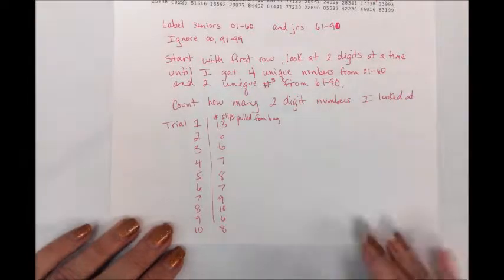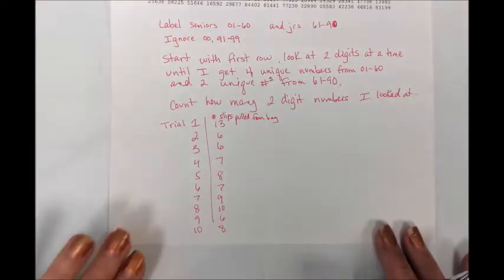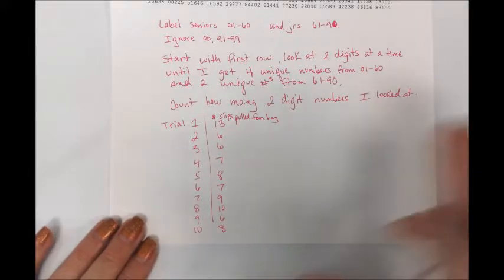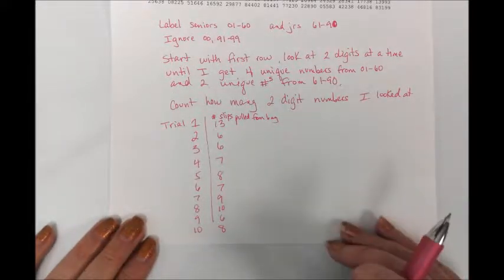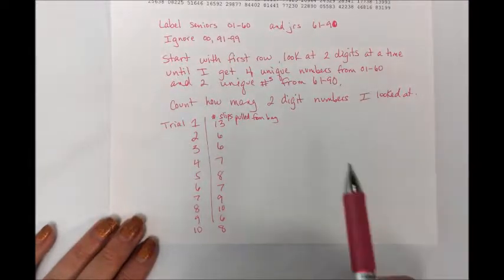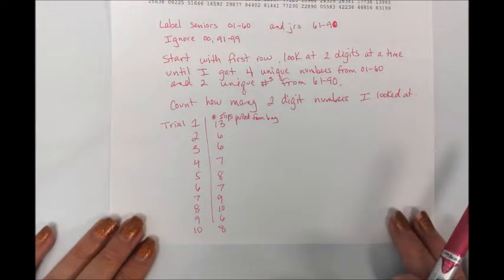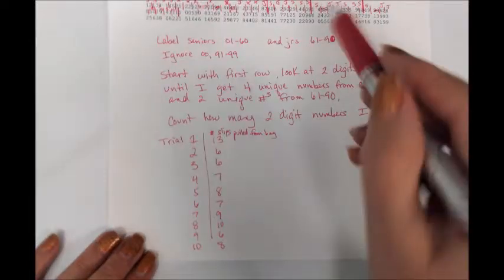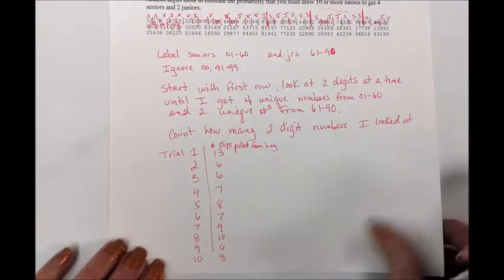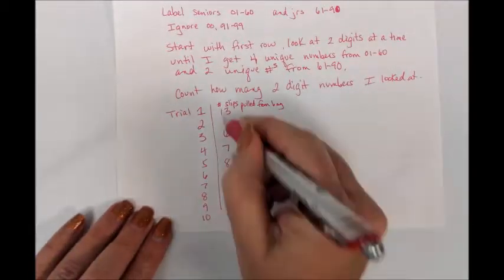How many slips did I pull from the bag until I got my sample of 6? So again, going through that, I had to be aware of ignoring things, repeats that didn't exist. So if I did this on the random number generator, I wouldn't even have those numbers above 91 to even look at. So if I want to know what's the probability that I must draw 10 or more names, I would just look at this and say, when did that occur?